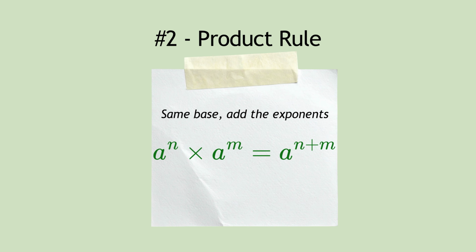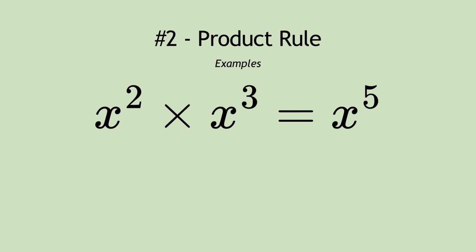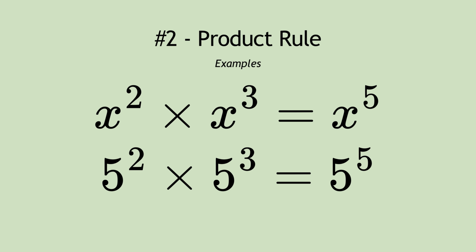Rule number 2, product rule. Whenever we have the same base and we're multiplying, we're going to be adding the exponents. So here we have the formula a to the power of n times a to the power of m equals a to the power of n plus m. Let's look at some examples. Here we have x squared times x to the power of 3 equals x to the power of 5. As you can see, we kept our same base of x and we added our exponents. 2 plus 3 equals 5. Let's do another one. 5 to the power of 2 times 5 to the power of 3 equals 5 to the power of 5. Once again, we had the same base, and so therefore we kept our 5, and 2 plus 3 is 5.